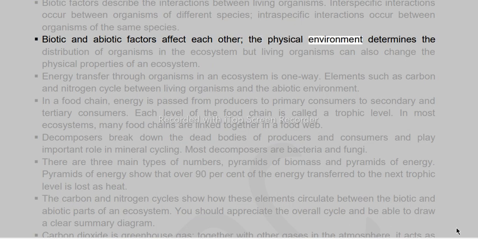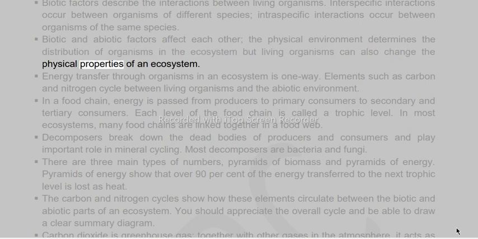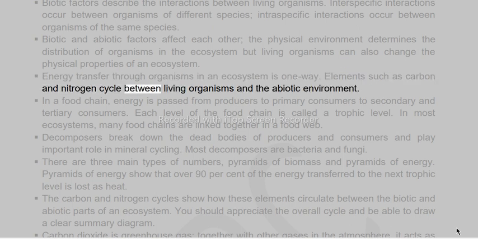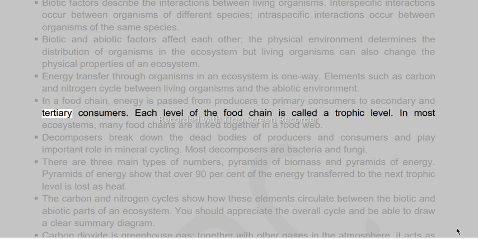The physical environment determines the distribution of organisms in the ecosystem, but living organisms can also change the physical properties of an ecosystem. Energy transfer through organisms in an ecosystem is one way. Elements such as carbon and nitrogen cycle between living organisms and the abiotic environment. In a food chain, energy is passed from producers to primary consumers to secondary and tertiary consumers. Each level of the food chain is called a trophic level.